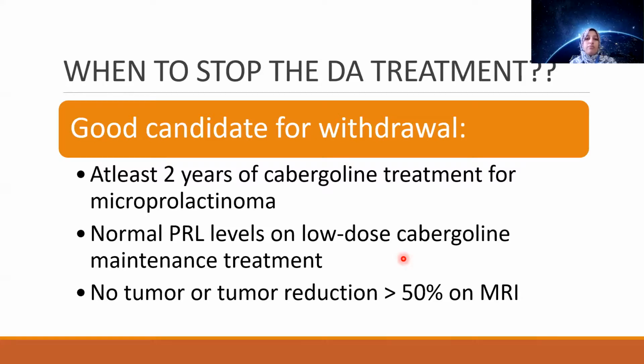Now, the question is when to stop the dopamine agonist treatment. This is mostly a concern with microadenomas, that is microprolactinoma, because in the case of macroprolactinoma, the treatment is usually cumbersome and takes a lot of time and is quite long. I wouldn't say lifelong because there are cases which can be cured, but for microprolactinoma, it is often assumed that it should go away. So a good candidate for withdrawal would be one who has been treated for 2 years with cabergoline and has a normal prolactin level on a very low maintenance dose of cabergoline, and there is no tumor, like idiopathic hyperprolactinemia, or if there is a tumor, a reduction of more than 50% is achieved on an MRI.